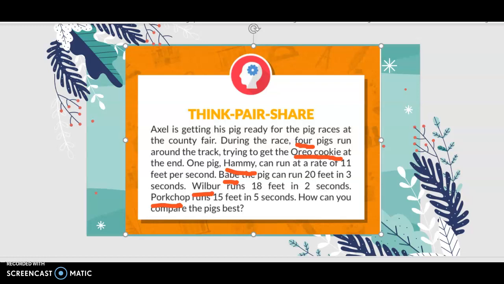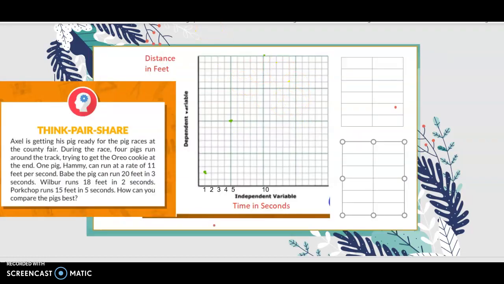Okay, so if we want to find the information to graph, what we're going to need to do is make a T-chart for each of the pigs that we want to compare. Okay, so let's do that now, and I'll show you how to make that T-chart. For this next part, you're gonna again need your graph paper, and we're gonna need to make a T-chart of the pigs that we're going to compare. So I'm just gonna pick the first and the last pig.